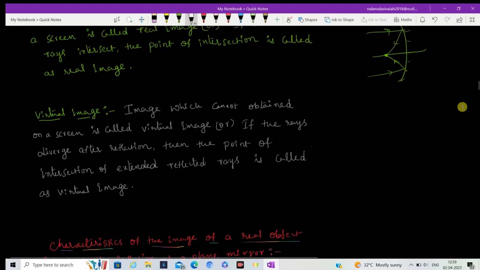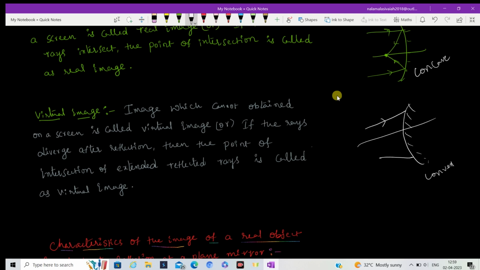And coming to the virtual image, I'm taking virtual image. One more mirror also we can take, that is in curved shape. So the previous mirror is a concave mirror. This one is the convex mirror I'm considering. When light rays are coming from infinity like this, after reflection, those light rays are diverging, meaning moving away from the principal axis. Then you extend these light rays, and those are meeting at one point.